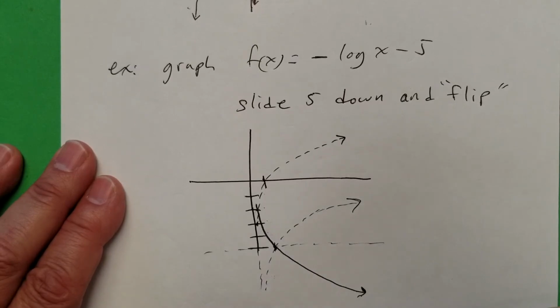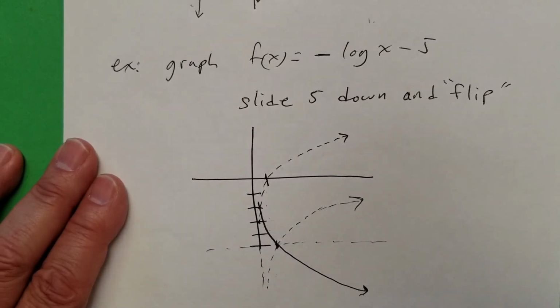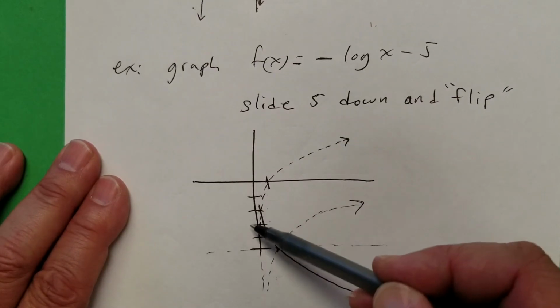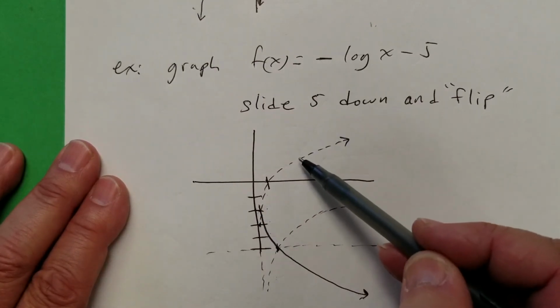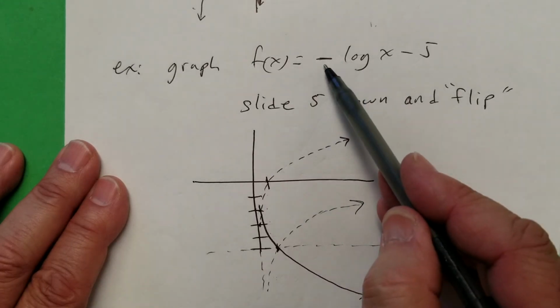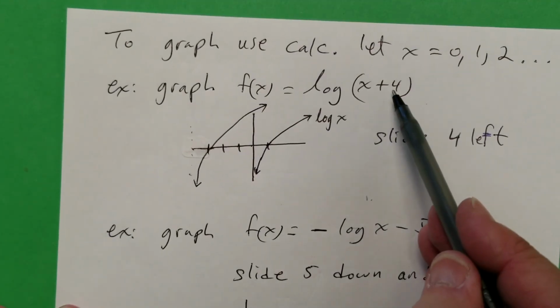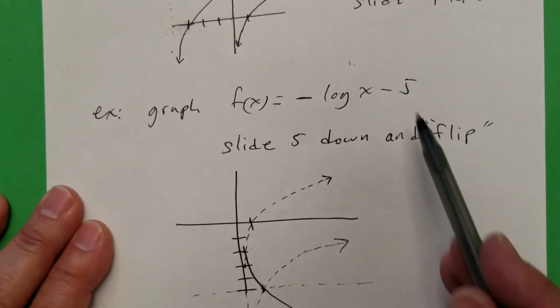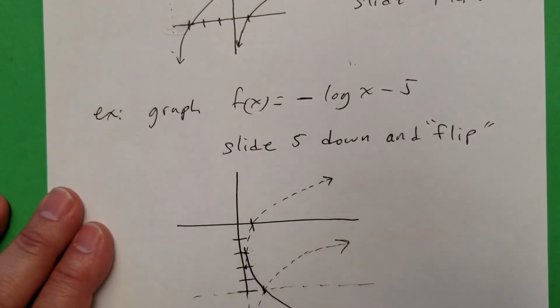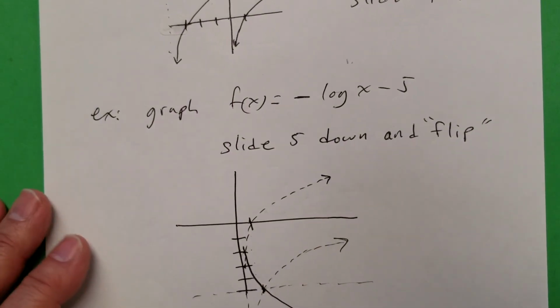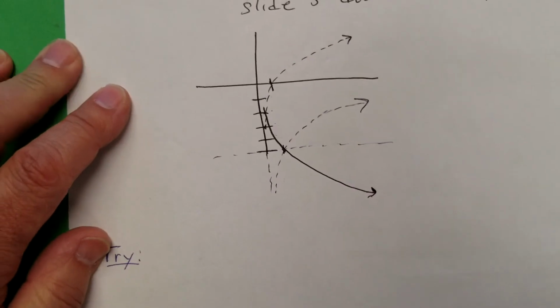You always start with the parent graph, which is this. This is the parent graph of log. And then you do what you've done before, right? The negative here flips it. The number inside the parentheses is left, right. The number on the outside is up, down. So you do what you've done before. Okay? For some reason, I don't have a try problem here.